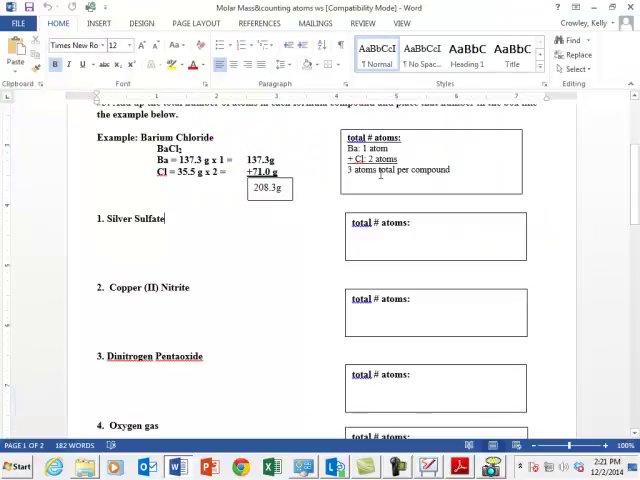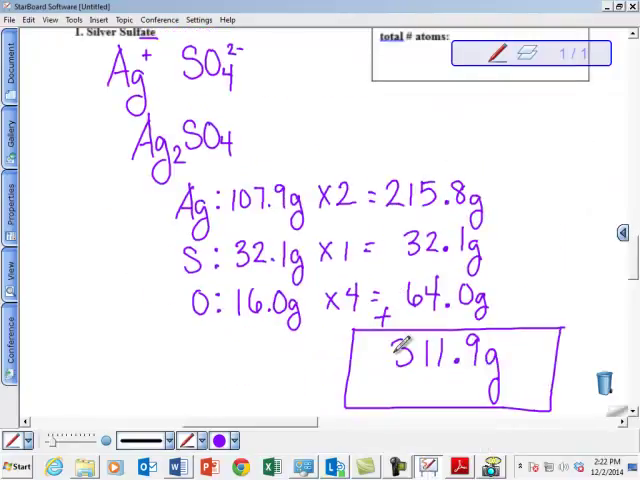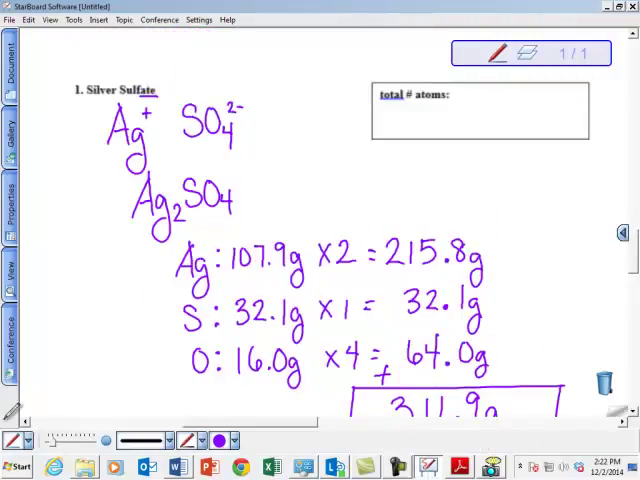Now it's time to talk about this little box on the side. This little box on the side is really simple. All I want you to be able to do is to count how many of each atom you've got and the total number of atoms in the entire formula. So I'll show you an example over here. Okay. So in the formula, let me choose a different color here. In the formula, you've got silver, sulfur, and oxygen. Every capital letter represents a different element.